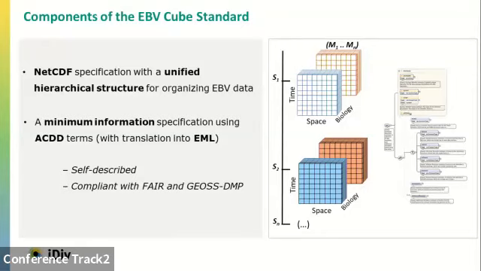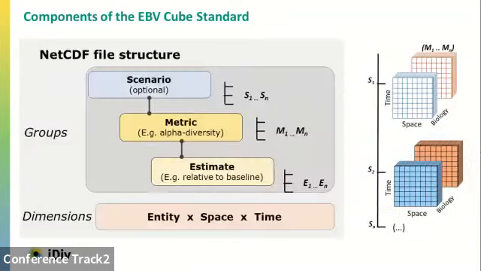Since ecological communities are usually using EML, we are also creating a dictionary that translates ECDD terms into EML. So this NetCDF, which we call the EBV cube standard, is self-described in the sense that all the metadata information is packed within the EBV cube. It is compliant with the FAIR principles, and something that is important in our community, it is compliant with the GEO, the Group on Earth Observations, Data Management Principles. And for that, we are also working together with them in the GEO Data Working Group.